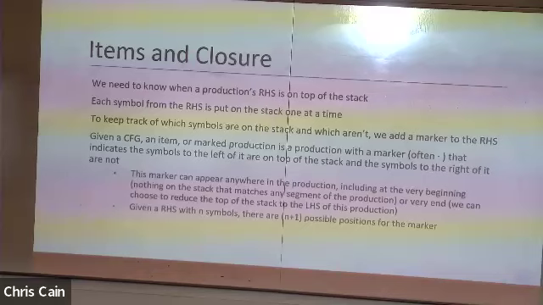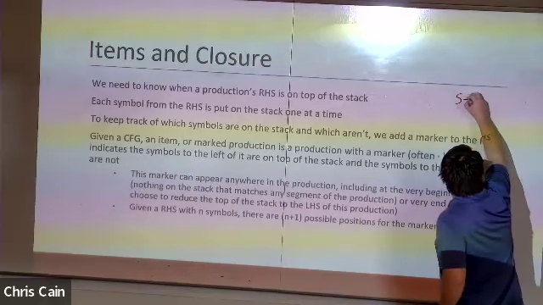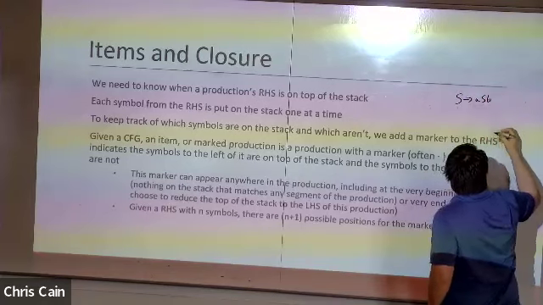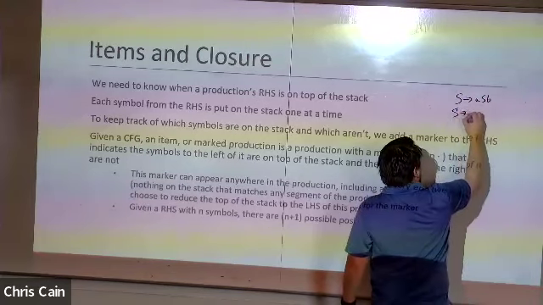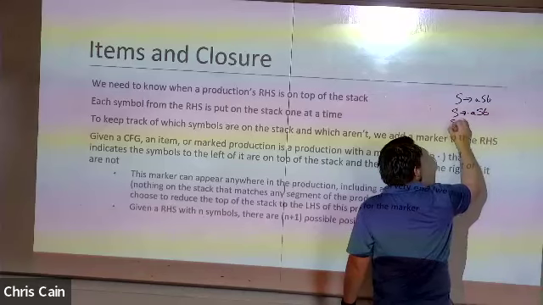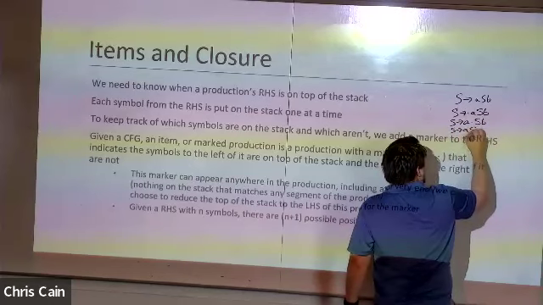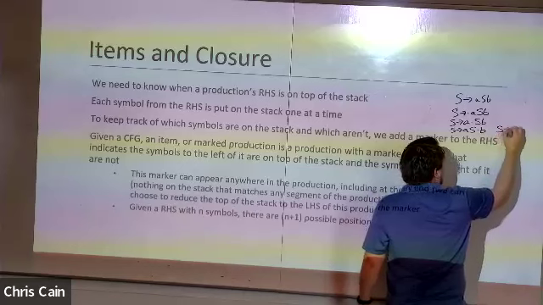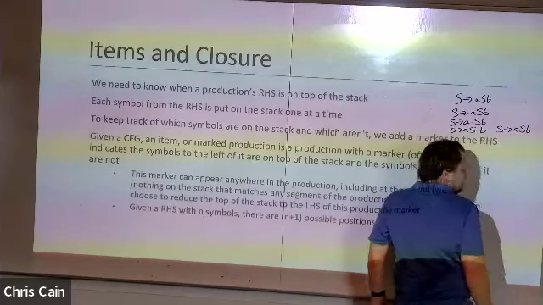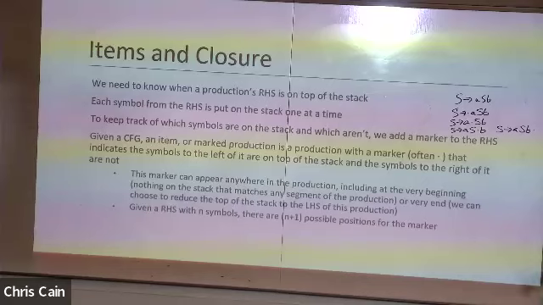So if we have n symbols on the right-hand side, there are n+1 possible positions for the marker. Questions about the marking process? So if we had S arrow A, S, B, we could have S arrow dot A, S, B, S arrow A dot S, B, S arrow A, S dot B, or S arrow A, S, B dot. 3 symbols here, 4 possibilities for this production for where the marker could be.